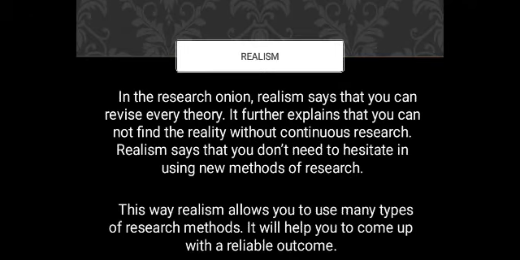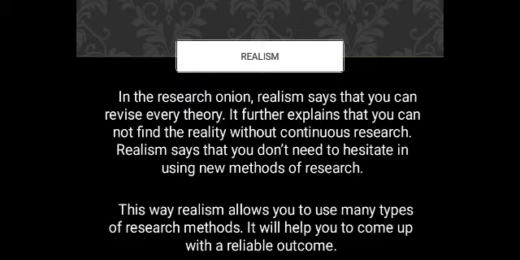The next one is realism. Realism and positivism are quite similar. It says that social reality and you are not dependent on each other. It will not let them give biased results. However, realism says that scientific methods are improper. It separates realism and positivism.